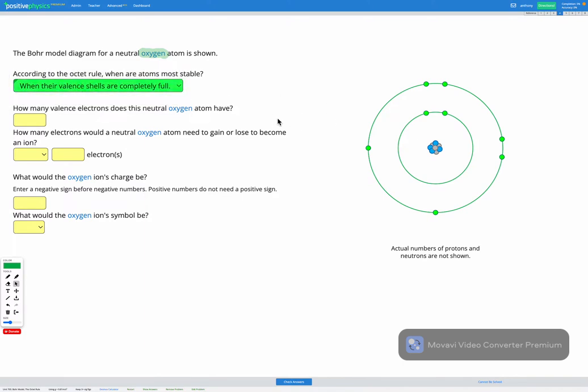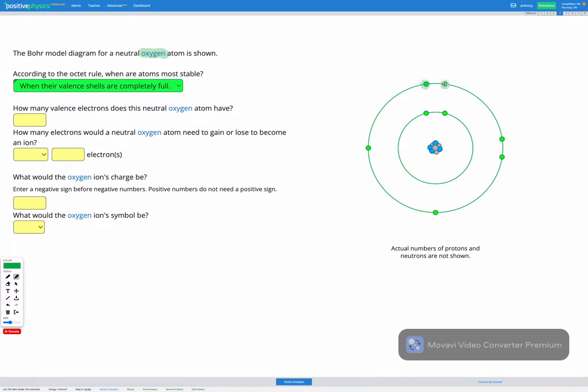So the goal for an atom to be most stable is to have the valence shell, that's the outermost shell that has electrons in it, to be completely full. Okay, so now let's have a think about our atom here. It asks us how many valence electrons does this neutral oxygen atom have? So we can go ahead and count them.